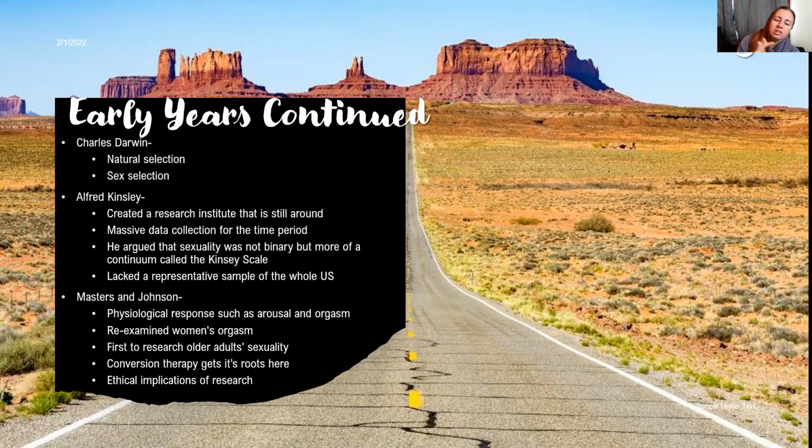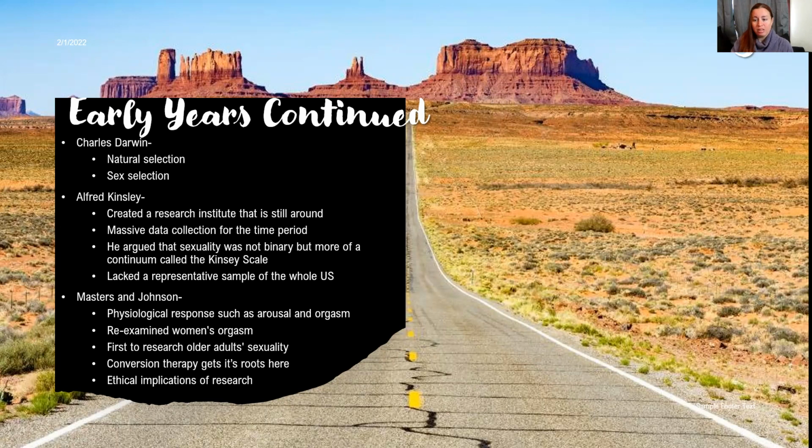And then you have Masters and Johnson, and this is the one that got really unethical in their research practices. And they essentially were really focused on the physiological response, such as arousal and orgasm. And so they were really looking, and by looking, I mean watching people in their sexual interactions and figuring out what created the most arousal, what created those orgasms for what people, why they did the things they did, and really what the outcome was.